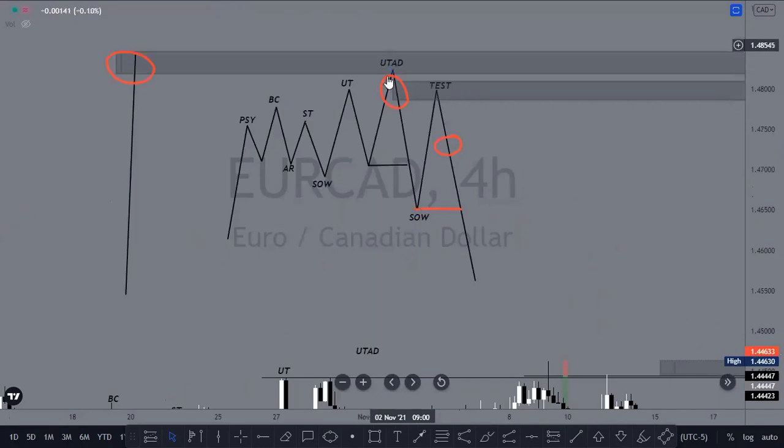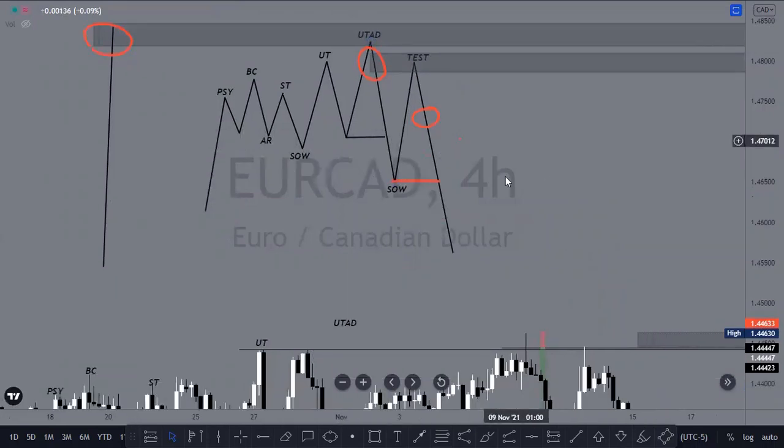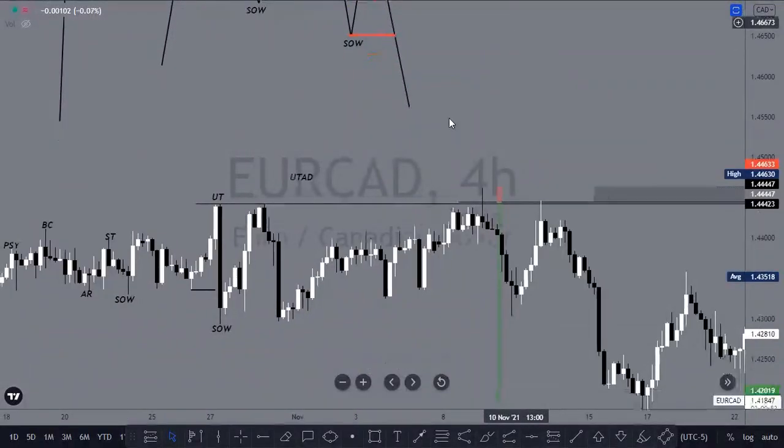So you're going to take a trade right here? No, you're not going to do that. You must wait. Patience pays. You must wait for the market to push to the downside and break the structure from the UTAD, and then wait for the retracement back to the UTAD. Let's check that here.